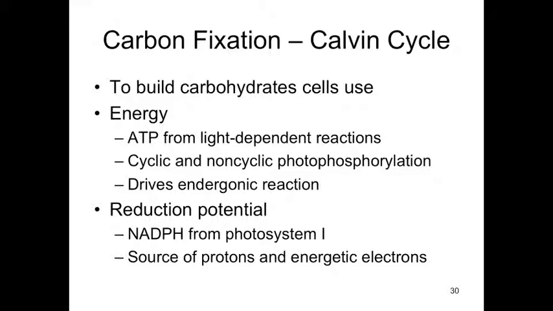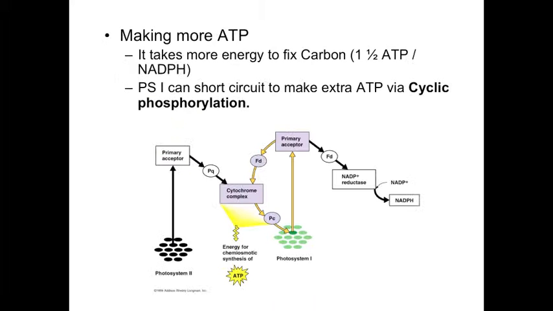Let's take a quick look back at the non-cyclic and cyclic photophosphorylation. This figure's a good one. Remember that photosystem 2 comes first, and it's P680. Here, electrons are excited. They move down through an electron transport chain in order to generate ATP.